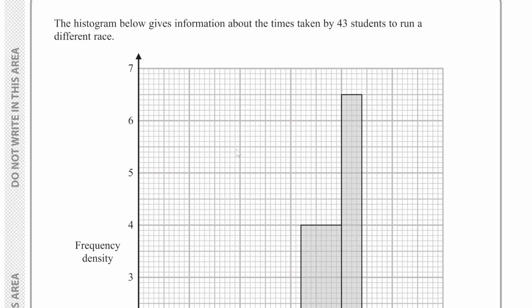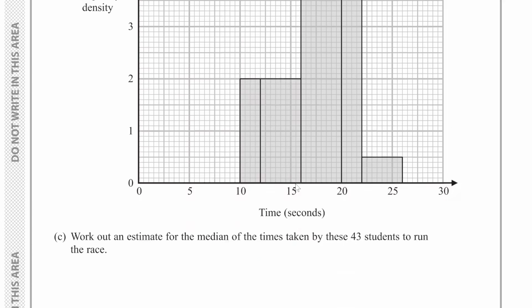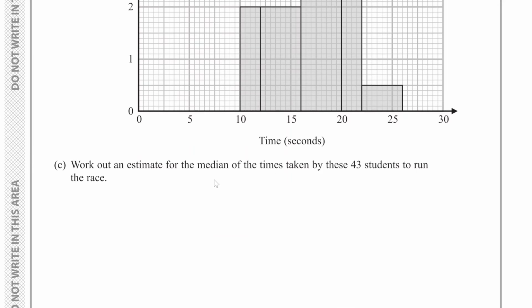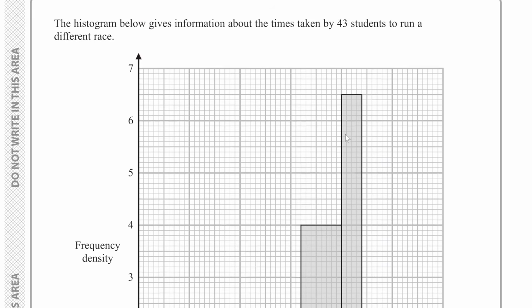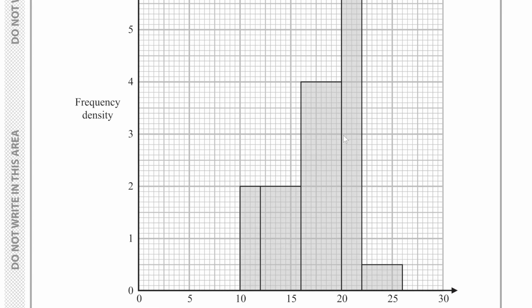The histogram below gives information about the times taken by 43 students to run a different race. Work out an estimate for the median of the times taken by these 43 students to run the race. So the median is the middle number, so we're looking to split it in half. So let's work out the frequencies of each of the bars and figure out where halfway is.